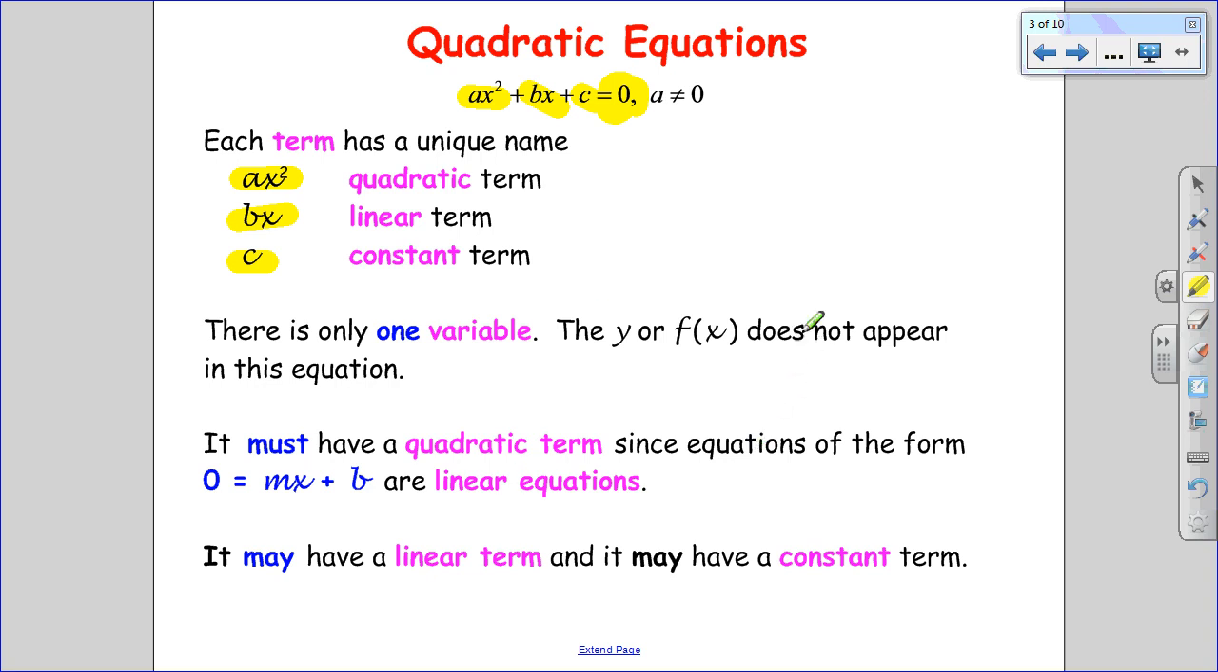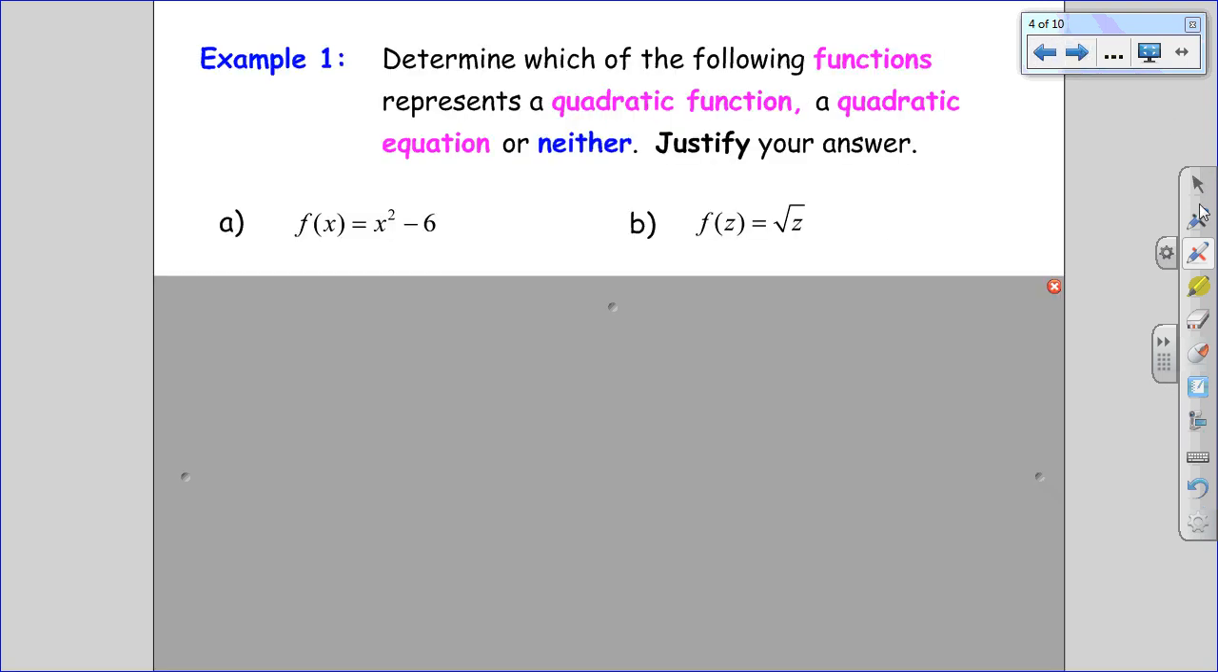In order for it to be a quadratic equation versus a linear equation, we have to have this ax squared term. It has to be there. We might not see the bx, we might not see the c, but we have to see the ax squared term. Now, we solve quadratic equations, we can graph quadratic functions. So we need to know the difference between them.